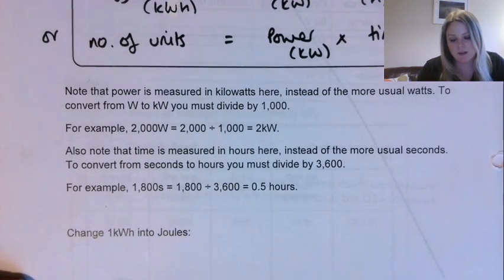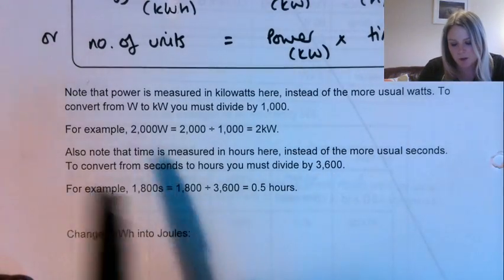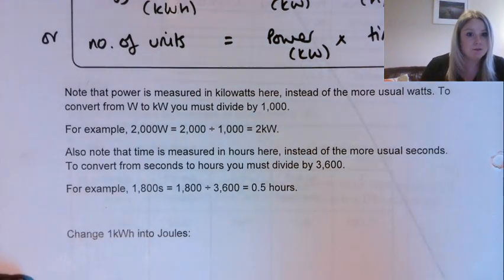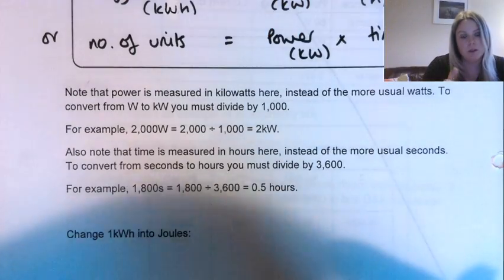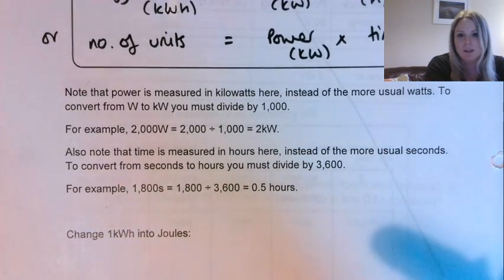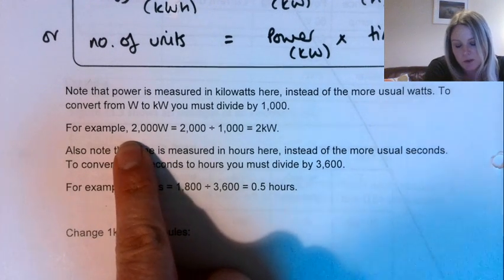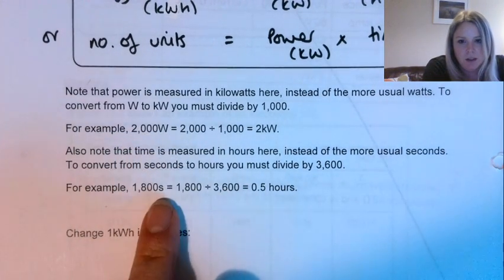Just underneath that, there are a couple of little notes on the units. So remember power is in kilowatts instead of watts like we're used to. Just a reminder, if you're going from watts to kilowatts, then divide by 1,000. So 2,000 watts would be 2 kilowatts. Hopefully we're all okay with that now.